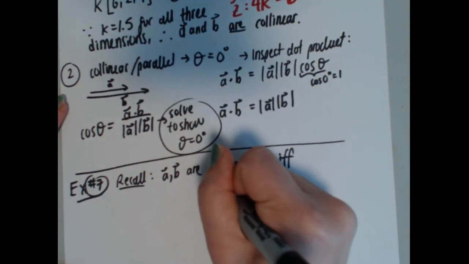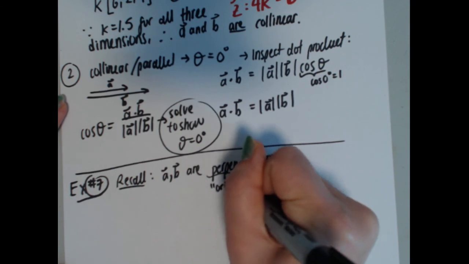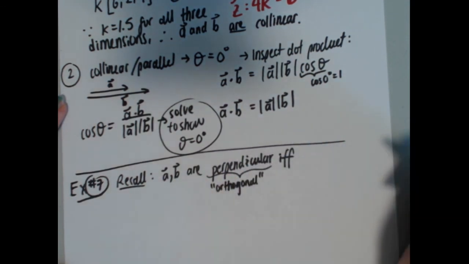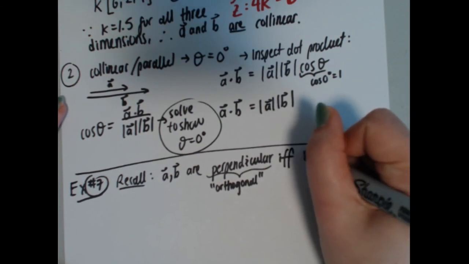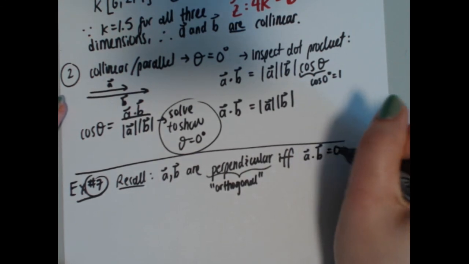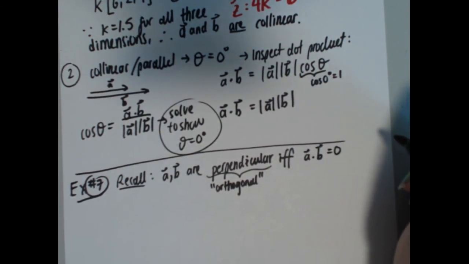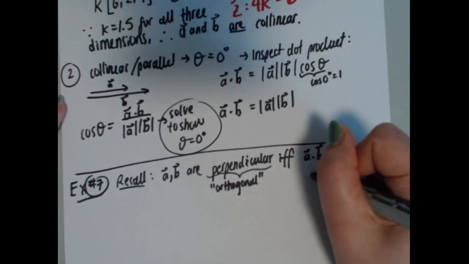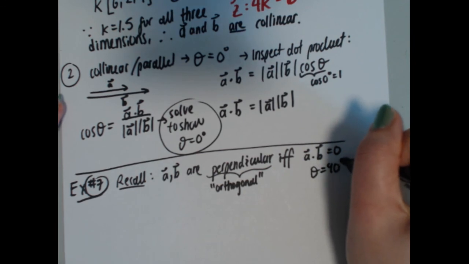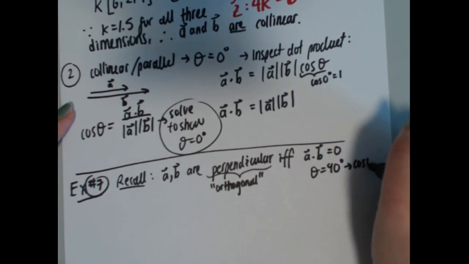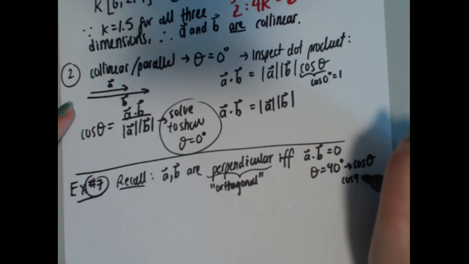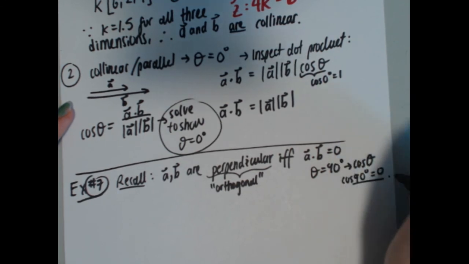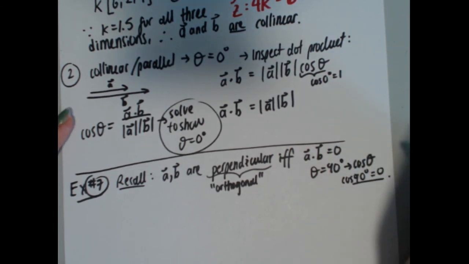Another word for perpendicular is orthogonal. We're going to be using that word more and more. So A and B are perpendicular or orthogonal if and only if their dot product is 0. So we saw that back in R2, and this is still the case. The reason being that when two things are perpendicular, the angle between them is 90 degrees. And in the dot product expression, I have cosine of theta. Cosine of 90 degrees is 0. So that sets the whole thing to 0.